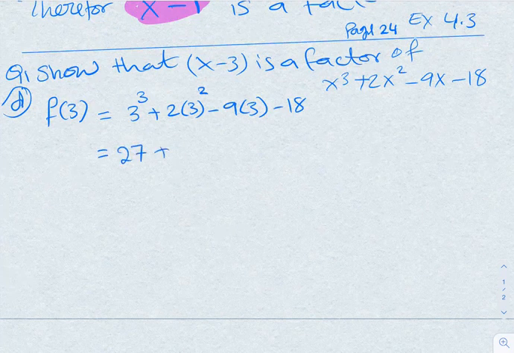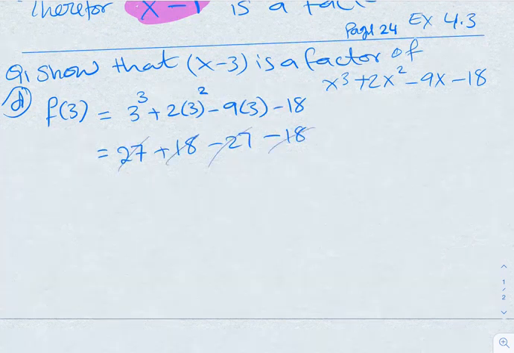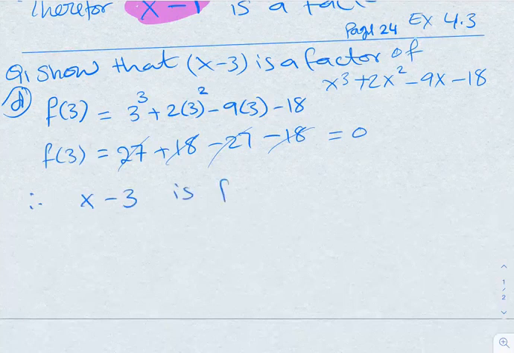Plus 2 times 9, which is 18, minus 27 minus 18. Actually, I don't need your calculator. As you can see, 27 minus 27, that's 0. 18 minus 18, that's 0. Therefore, f of 3 is 0. Therefore, x minus 3 is a factor of x cubed plus 2x squared minus 9x minus 18.